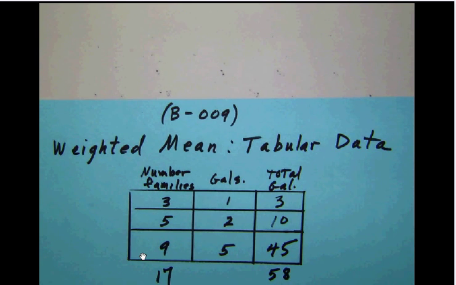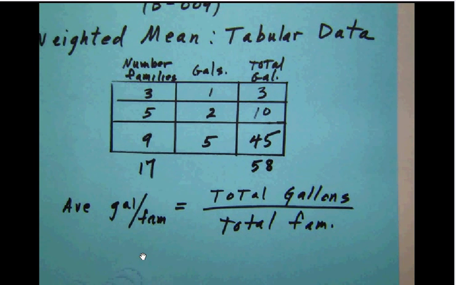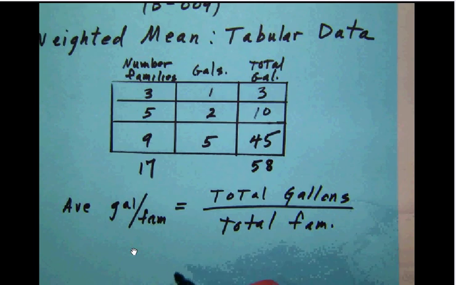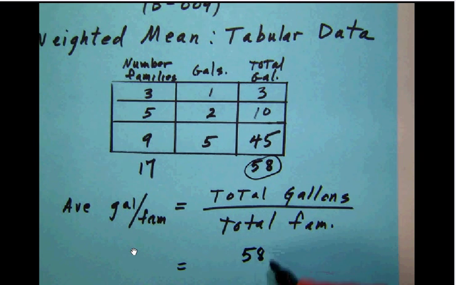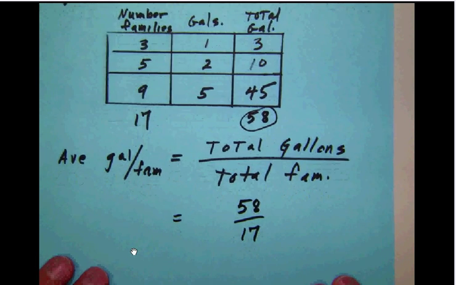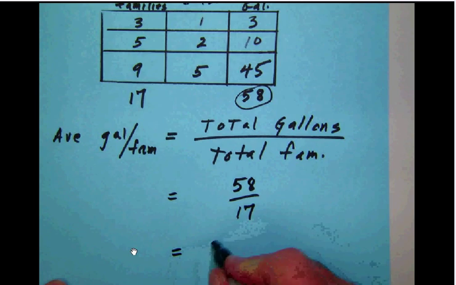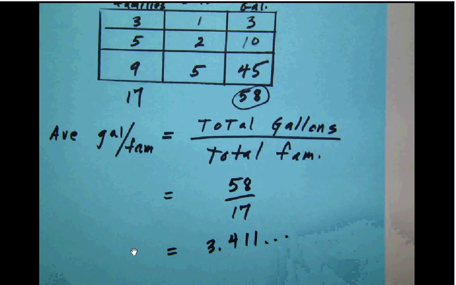Once again then, in order to do an average, we're going to take the sum of x, in this case the total number of gallons, and our total gallons here is 58. The total number of families is 17. So we'll simply take that fraction, 58 divided by 17, work that out to be a decimal, and for that I get 3.411 and a number of decimals after that.